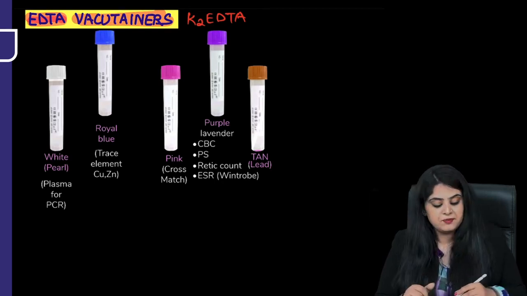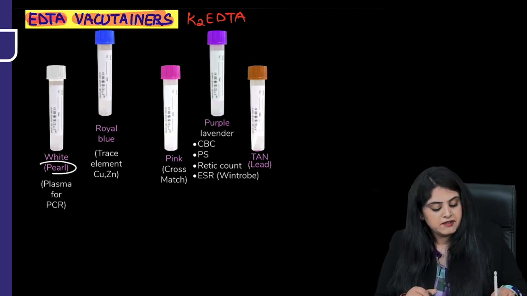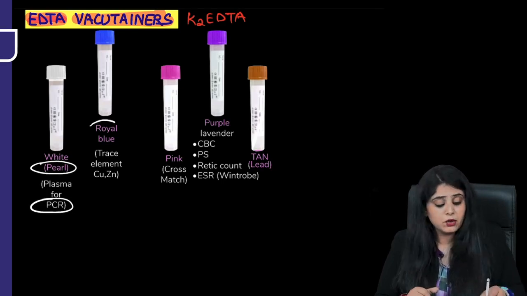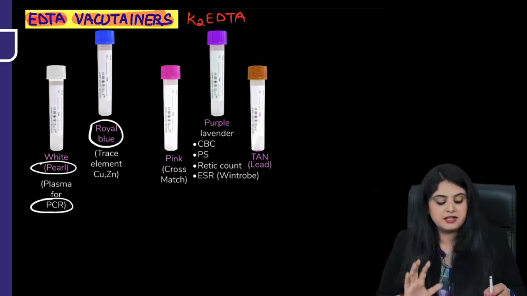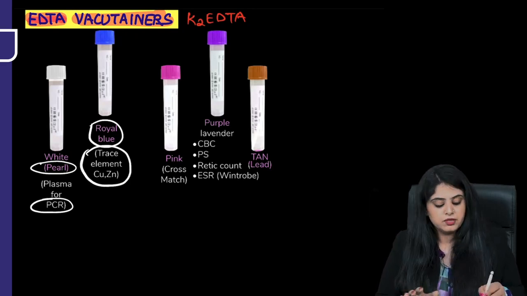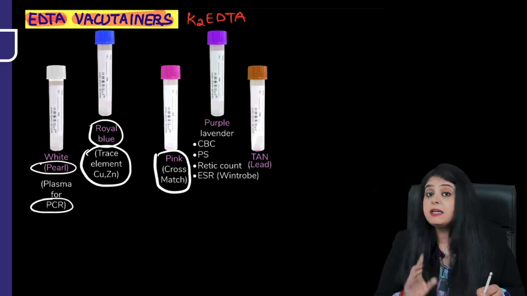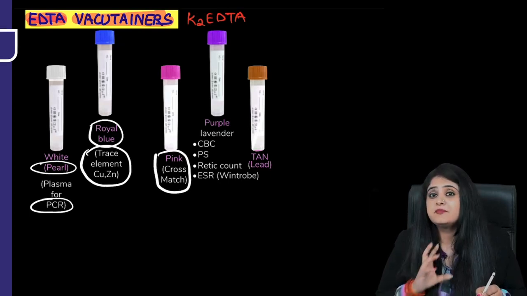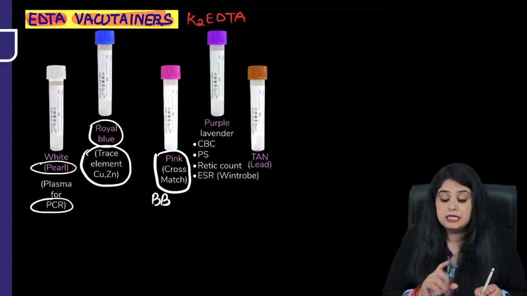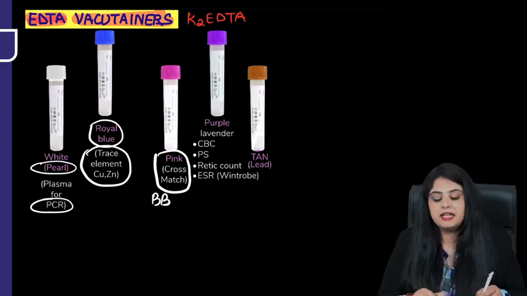When do you do what? Remember, pearly white, P for P. Whenever you want to do PCR testing, pearly white. Royal family people are rare. So if you want to look at rare elements, copper, zinc, you will do royal blue. Pink, girls' favorite color. Pink is sensitive color. Girls are sensitive. So the blood bank is always the sensitive part of your hospital. So for blood bank samples you use pink.